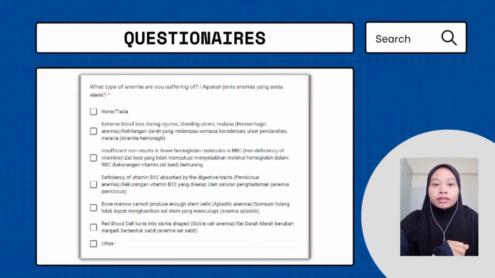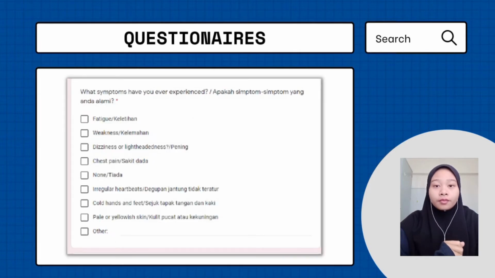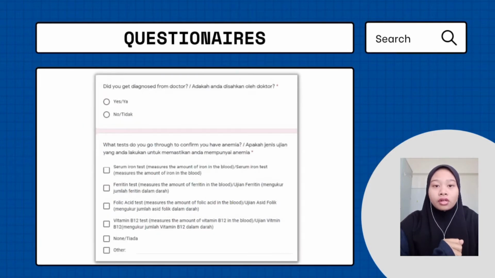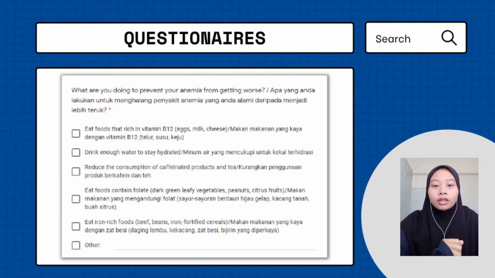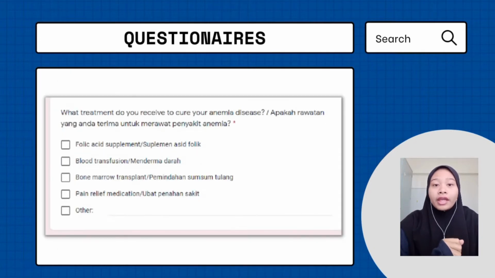While for the respondents that have anemia, the following questions are: what type of anemia are you suffering from? What symptoms have you ever experienced? Did you get diagnosed by a doctor? What tests did you go through to confirm you have anemia? What is the main factor that caused you to develop anemia? What are you doing to prevent your anemia from getting worse? And what treatment do you receive to cure your anemia?